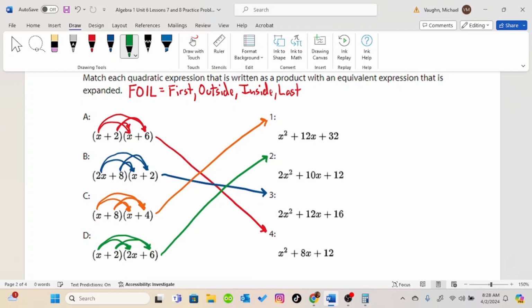If you have any question about how to expand factored expressions by using FOIL, please use class time to ask for further clarification.